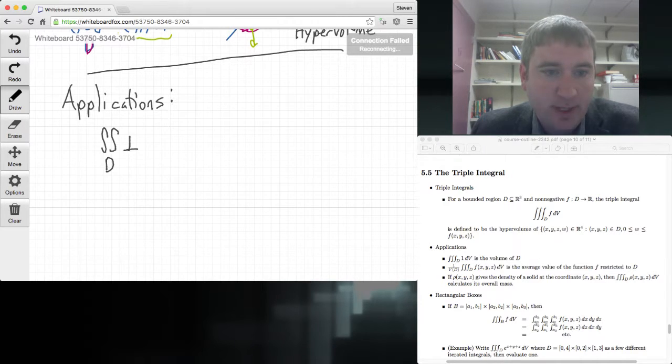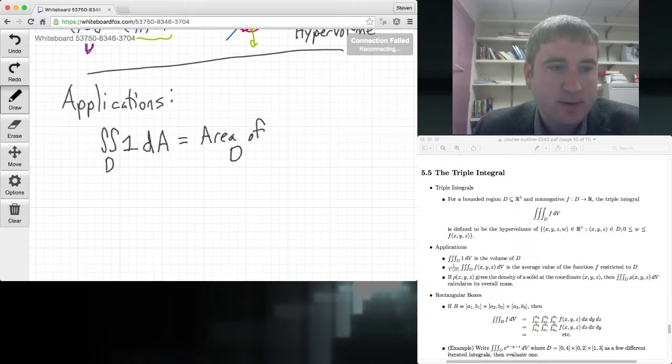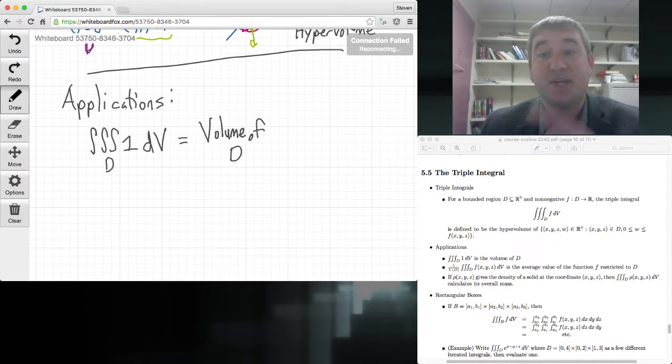of the function 1 with respect to area, that gave you the area of the base D. Well, if we're talking about a triple integral instead, that's just going to be the volume. So that's our first application here. This gives us another way to find the volume of a three-dimensional object. Remember that this is a little bit different.